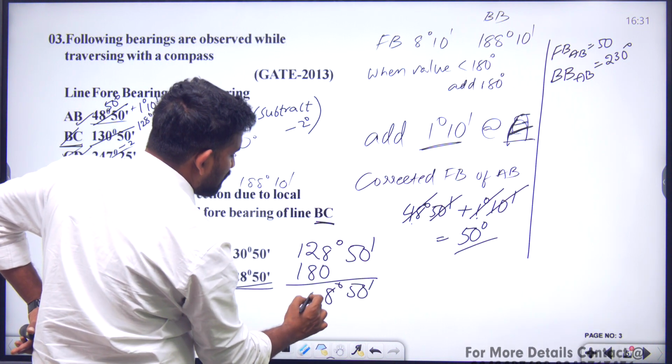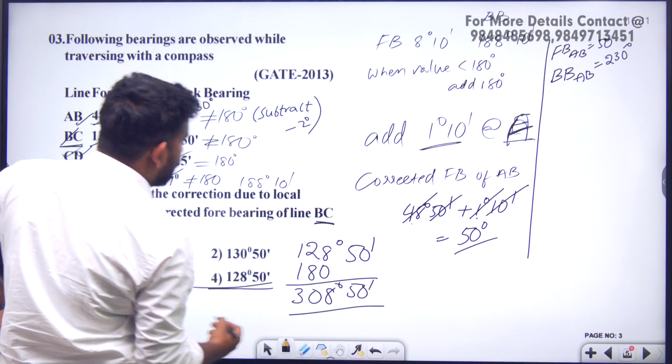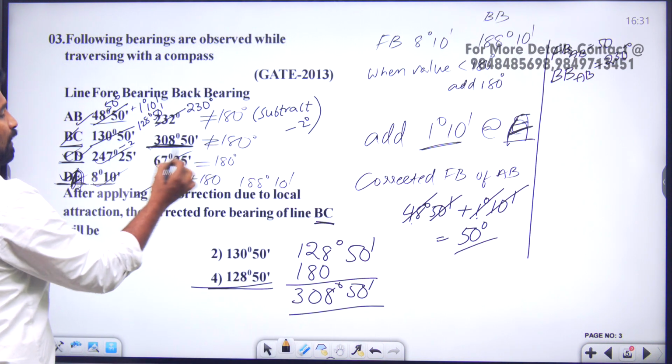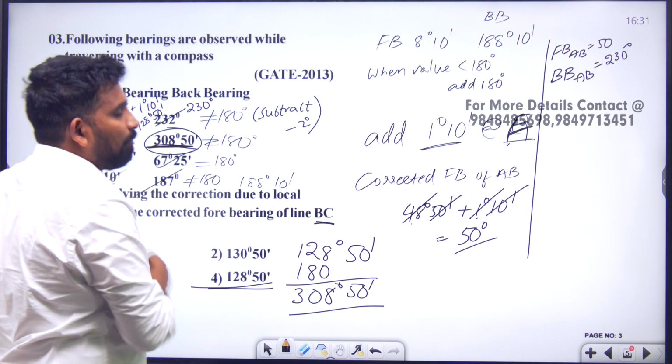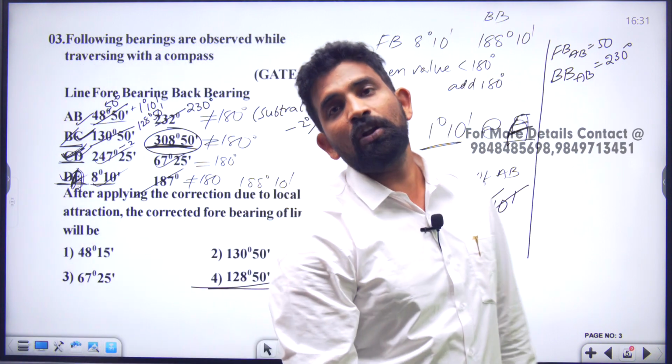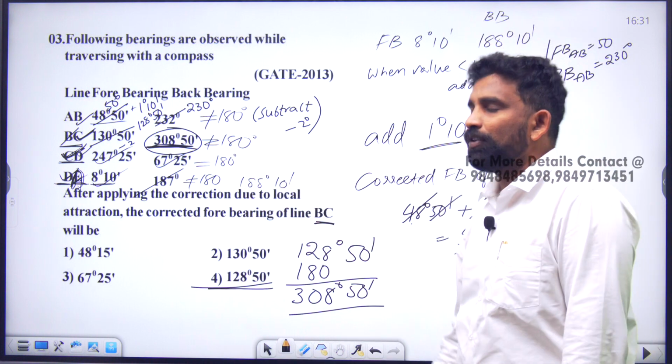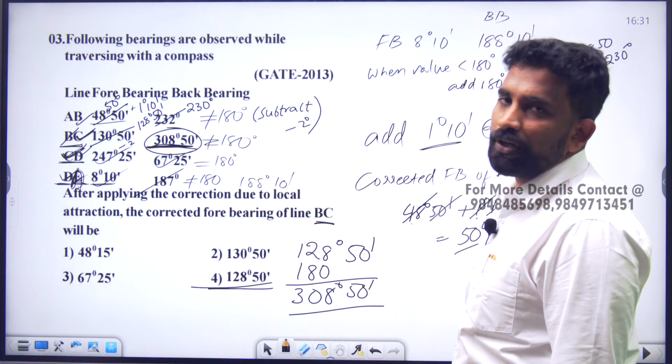This comes out to be 8, this comes out to be 0, this comes out to 308 degrees 50 minutes, and now that is there here. Because that is correct, C is correct already, because it is not having any error. So we can also cross check the question in this manner. Whatever solution you got, we can cross check it.